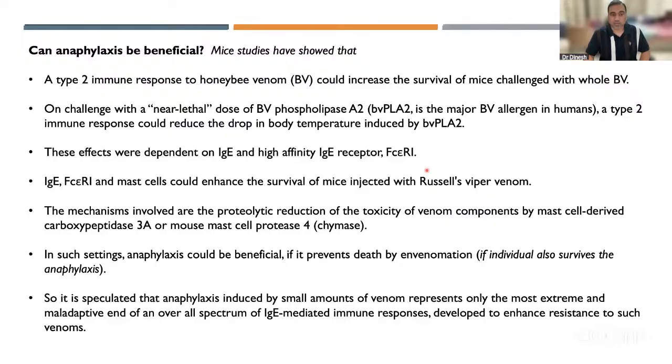The mechanisms involved could be the proteolytic reduction of the toxicity of venom by mast cell-derived enzymes like carboxypeptidase or protease 4, that's chymase. In such settings, anaphylaxis could actually be beneficial, wherein it could prevent death by envenomation, hoping that the individual survives the anaphylaxis first. So it is speculated that anaphylaxis could be a small, most extreme or maladaptive end of the overall spectrum of IgE-mediated immune response, which is usually developed to enhance resistance to such venoms.